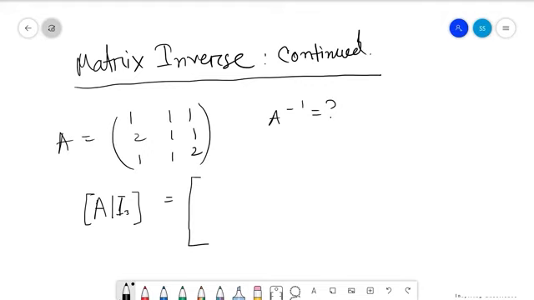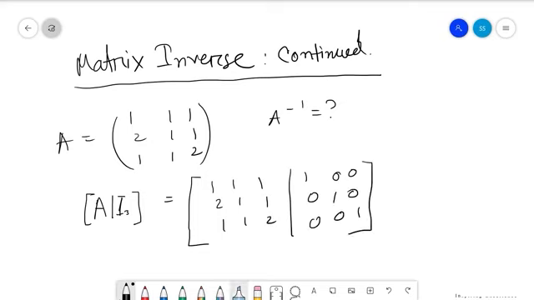Now you can see that I am switching to third brackets, but it really doesn't matter. You can just continue with first brackets. So 1 1 1, 2 1 1, 1 1 2, and here I put a barricade and then I type the 3 by 3 identity matrix. And now you have to perform some row operations to get this inverse matrix. Our target is to make this block the identity matrix, and whatever happens in this block will give us the inverse matrix.